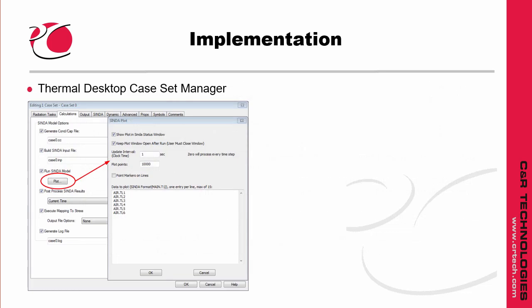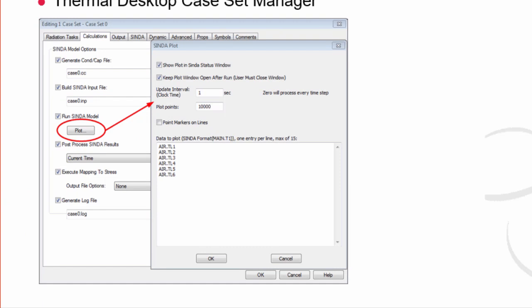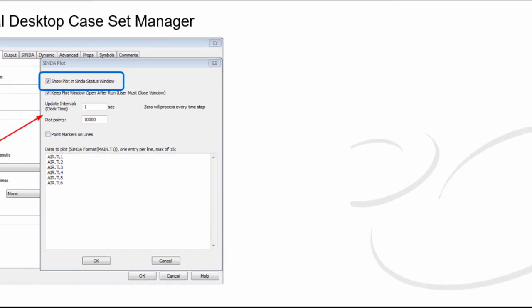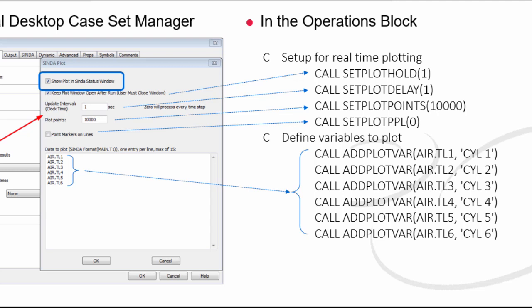When working in Thermal Desktop, you will find the plotter control has been integrated into the CaseSet Manager on the Calculations tab. Click the Plot button to access the CindaPlot Setup dialog shown here. The first step is to enable the Progress Plotter by checking the option Show Plot in Cinda Status window. Entering data into the various fields will create the necessary logic calls we covered in the last chart. In this example, the Thermal Desktop input, which is shown on the left, will result in the logic similar to what is shown on the right being added to the operations block in the CC file.